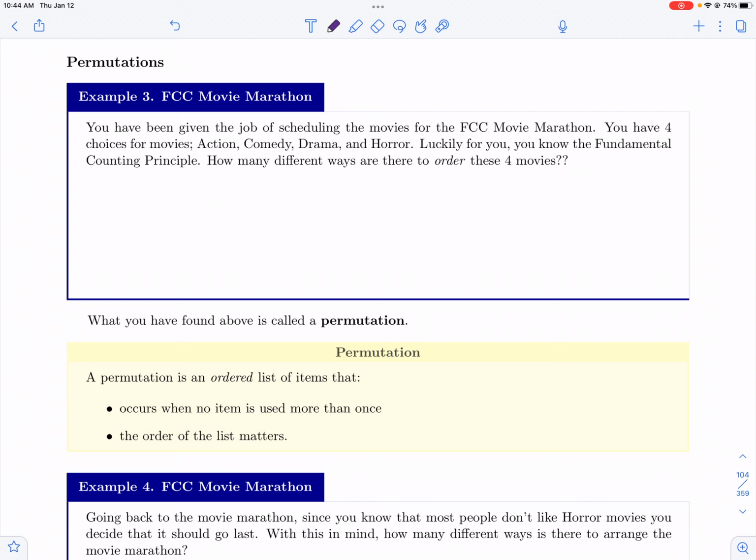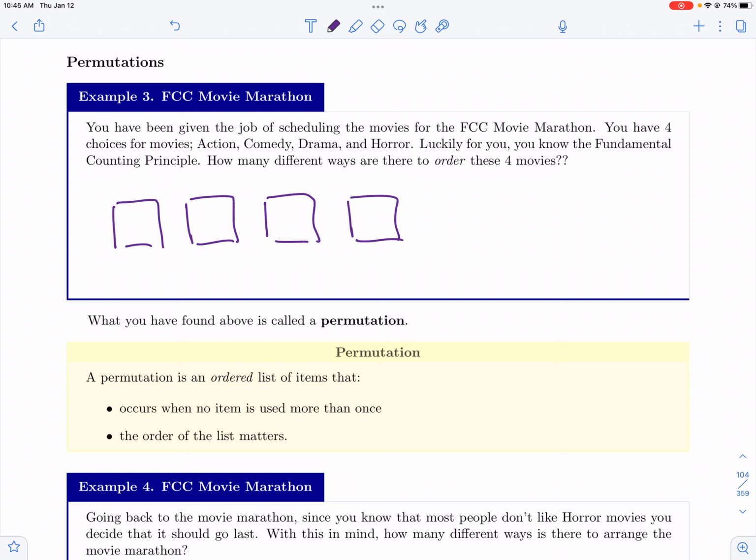So again, what we're going to do is think of each category as a kind of time slot. Maybe the first movie starts at 6 o'clock, the second movie starts at 8, the next movie starts at 10, and then the last movie starts at midnight. Each of these boxes represents a different time slot, and we want to figure out how many possible ways we can watch these movies.